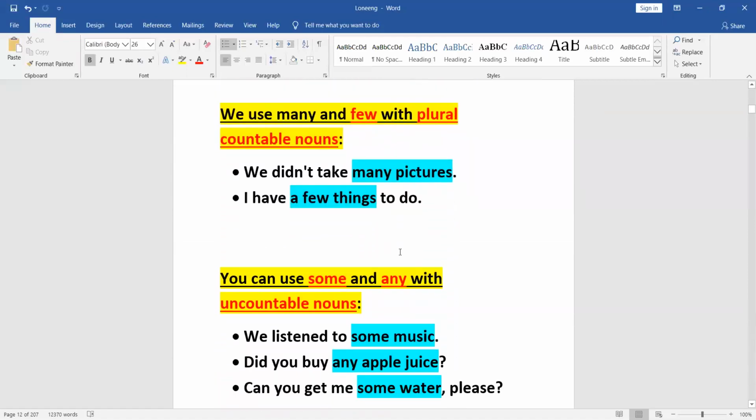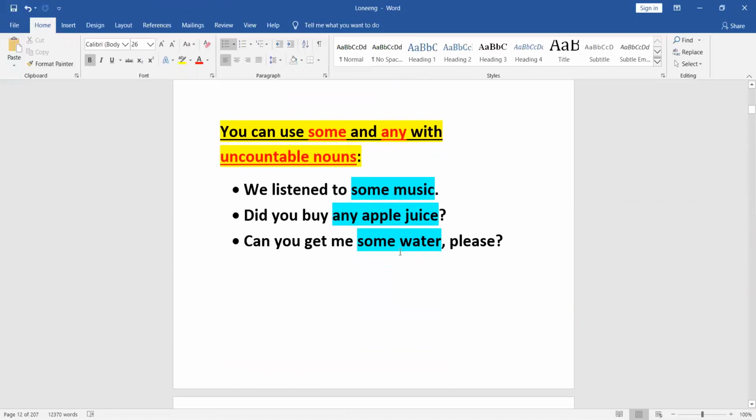We use many and few with plural countable nouns. We can say, we didn't take many pictures, meaning they didn't take any, they just took a few pictures, but not many. I have a few things to do. Here they're using few with the plural countable nouns.